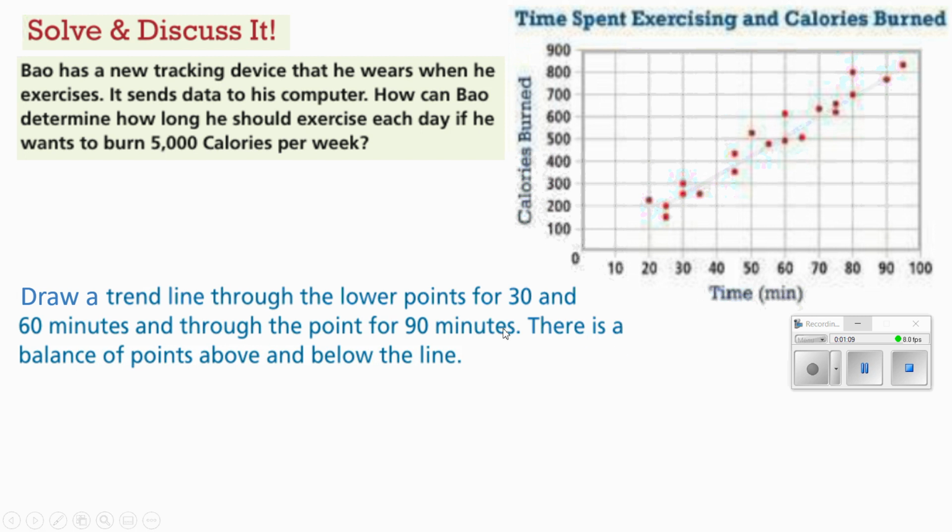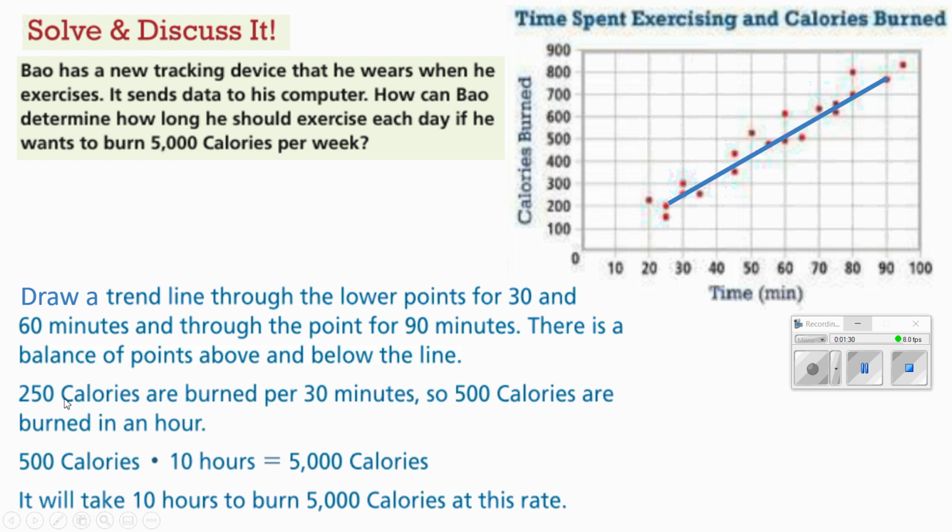There is a balance of points above the trend line at 1, 2, 3, 4, 5, 6, 7, and 1, 2, 3, 4, 5, 6, 7 below. So about 7 above and 7 below, sitting pretty close to the middle. This shows me that there'll be 250 calories burned at 30 minutes, 500 calories burned approximately at 60 minutes.